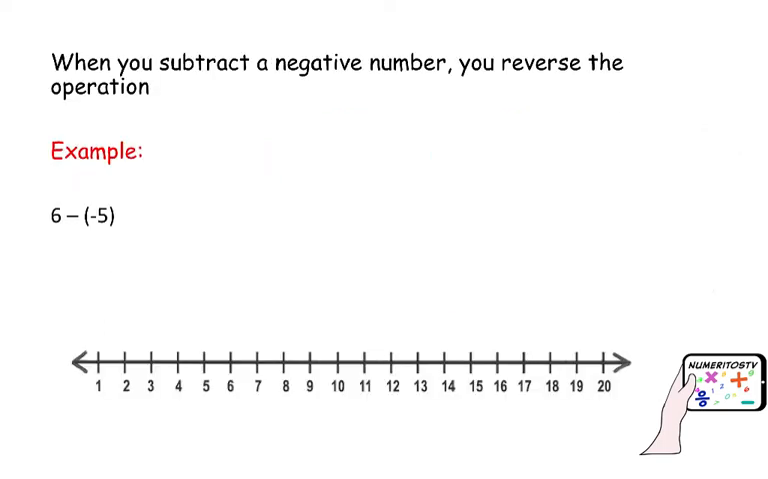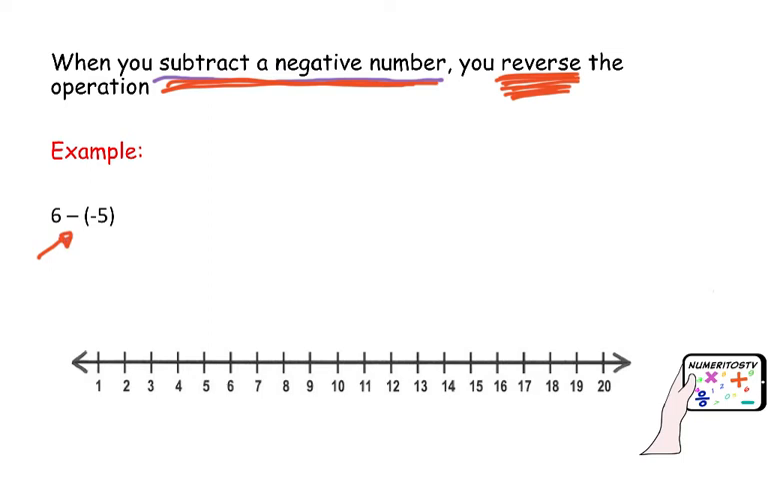But what happens when you subtract a negative number? When you subtract a negative number, you need to reverse the operation, okay? This is tricky when you subtract. So I am going to explain this example using a number line so you understand this reverse operation. So when you subtract a negative, remember that you need to reverse the operation. So let's try this example. 6 minus negative 5. So we can see that we are subtracting a negative number.